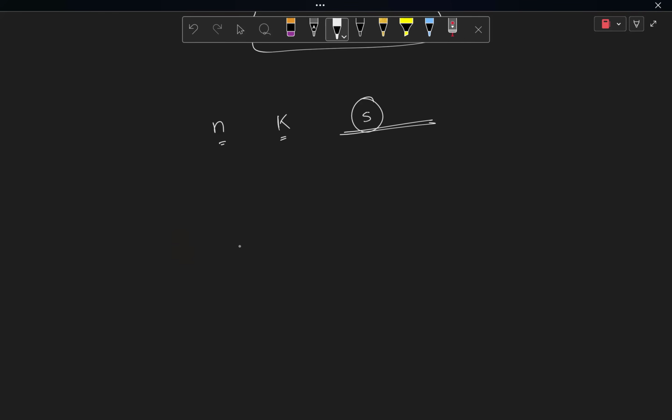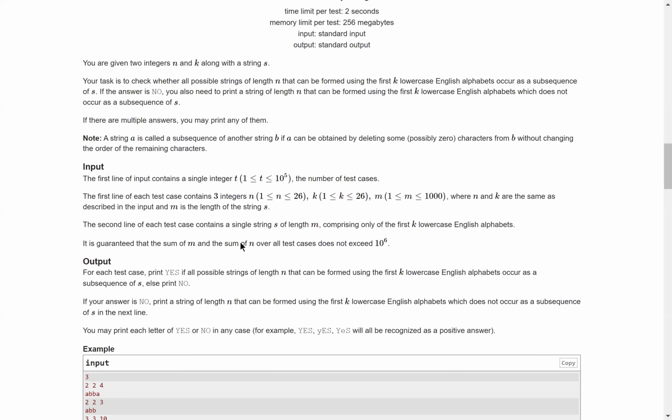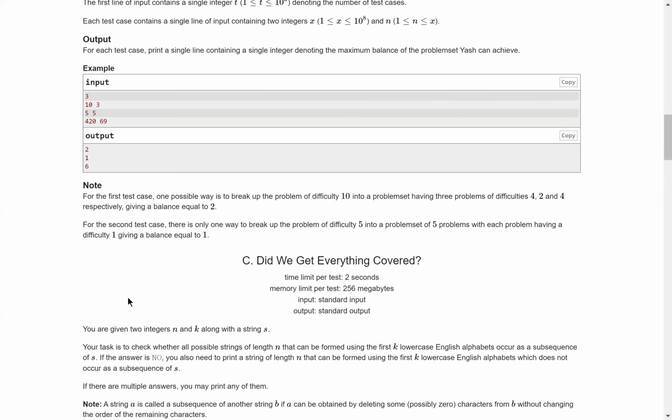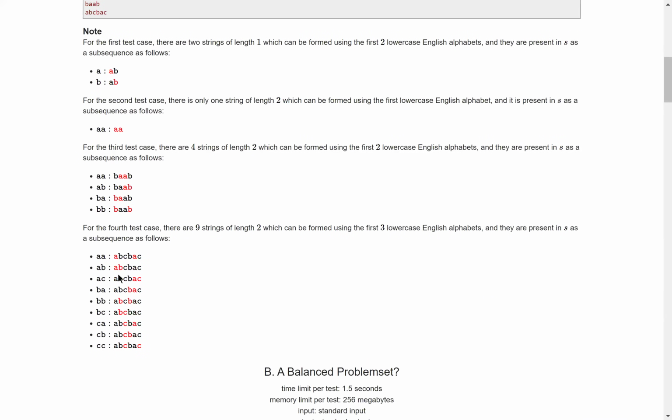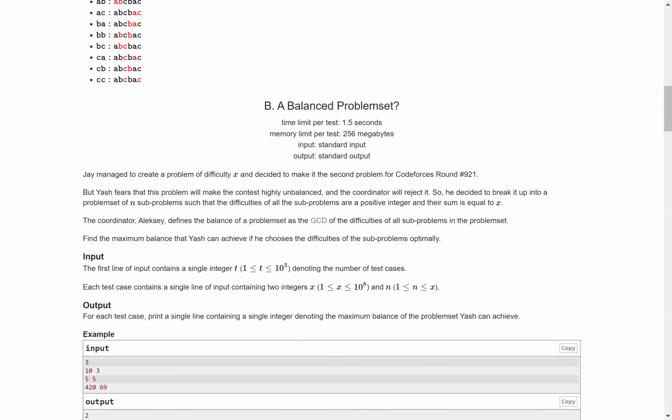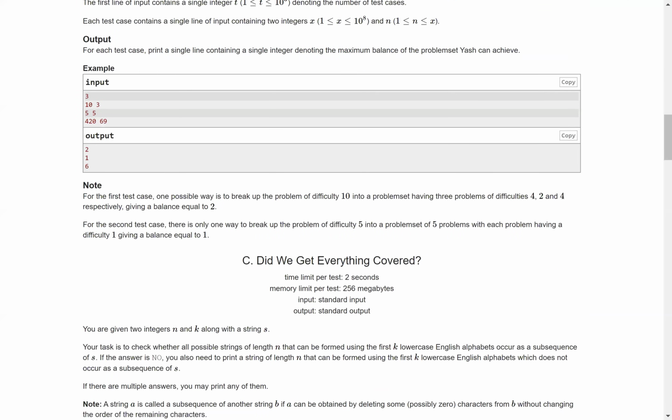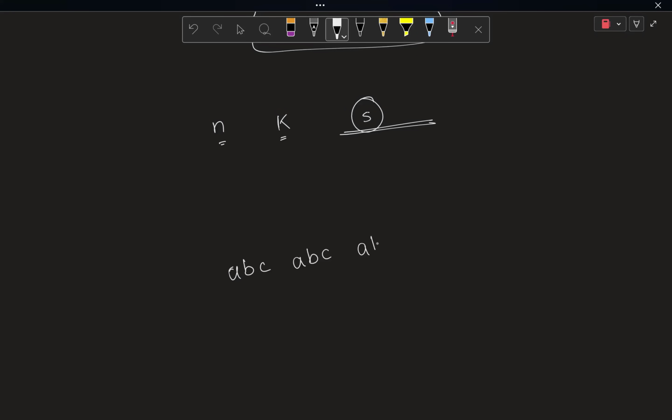So let's come back to the intuition we had got for the first problem. We had noticed a pattern like the first k alphabets coming up together, then the next k alphabets coming up together, and so on. We did notice that if there is a string like ABC, ABC, ABC, and ABC, in that case, it will have all the strings of length 4 coming up with the first three English lowercase alphabets. We did notice this part. Do you guys remember that?